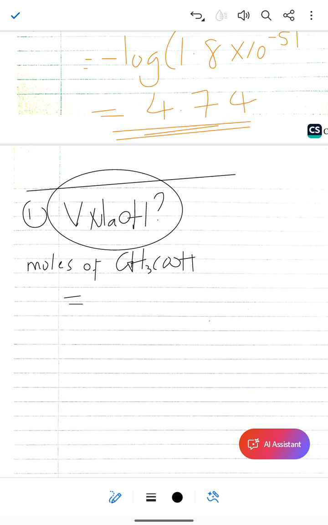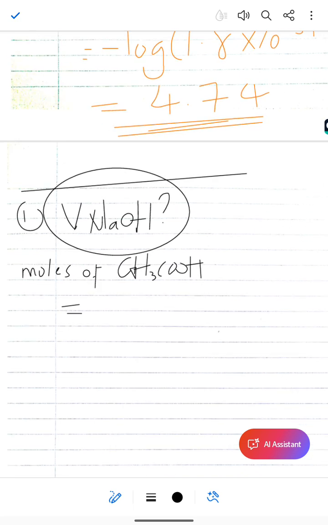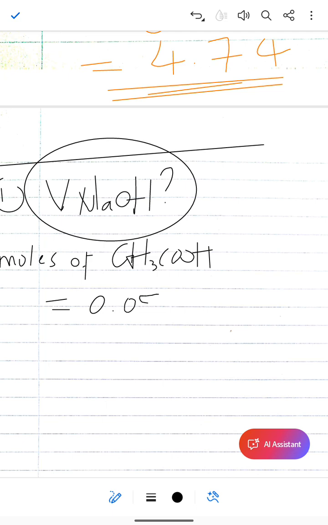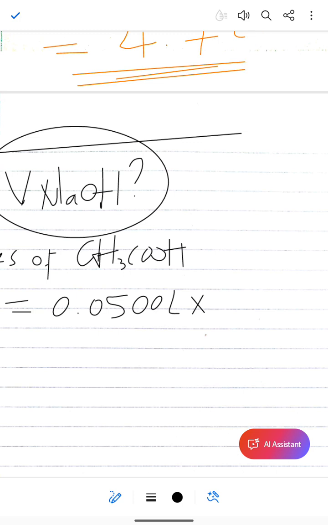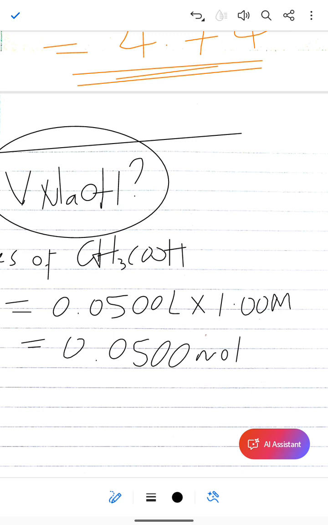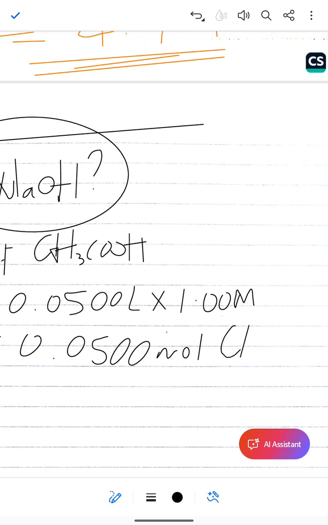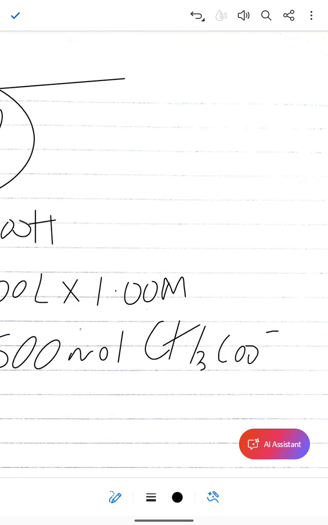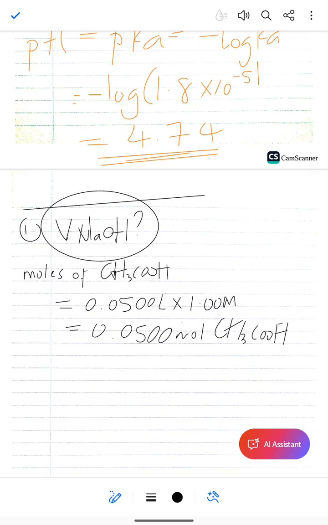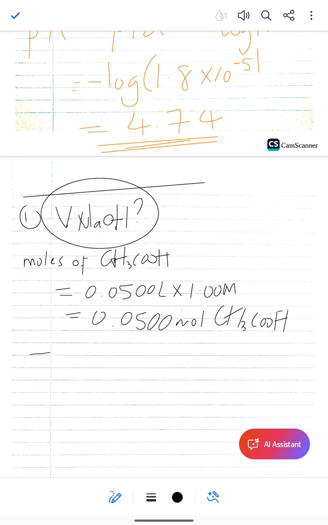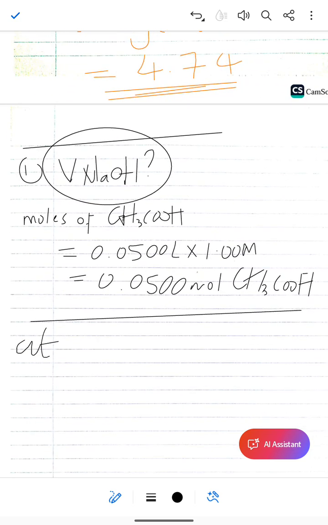So we can start by finding the moles of the acetic acid. How can we do that? We can simply multiply 0.55 liters times 1.00 M, and this will give you 0.0500 moles of this CH3COOH. And then after that, at the equivalence point, it only means that the moles now at equivalence point.